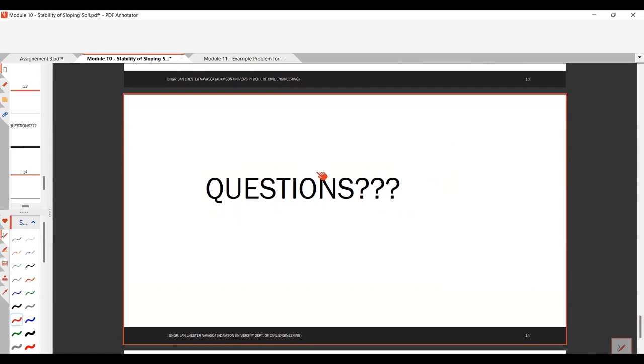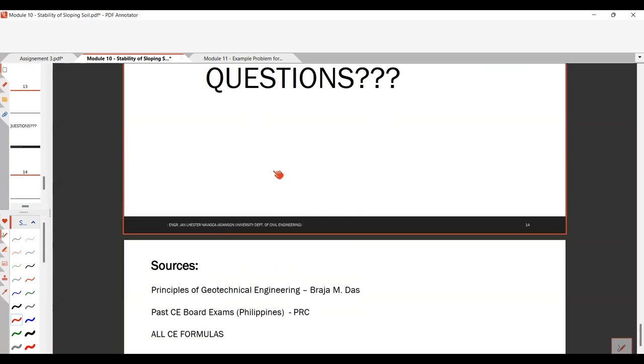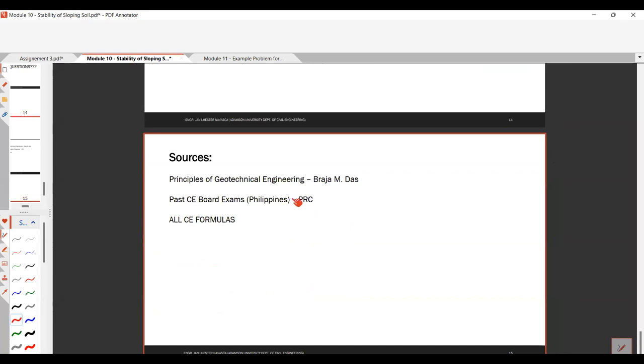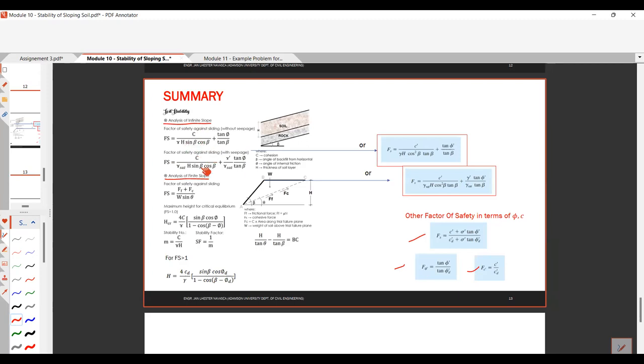Sige. So for your further readings, you can check Principles of Geotechnical Engineering by Braja M. Das, yung soil stability. Meron siya iba't ibang practice problem. However, dito kasi sa Braja Das, nagpakita siya ng iba't ibang way of analyzing the stability of sloping soil. So meron siyang iba't ibang research methodology to determine the stability of sloping soil. So just check nyo lang yung Coleman's method. Also, we have here the PICE board exam problems. So ito yung mga notation in the board exam, yung sine beta, cosine beta.